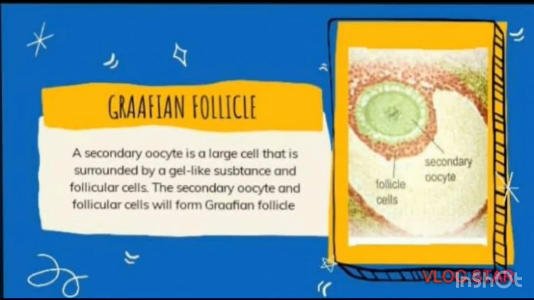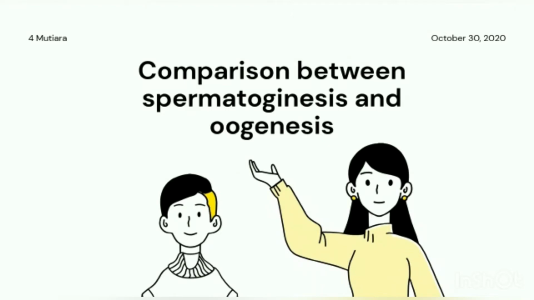Next, the Graafian follicle. A secondary oocyte is a large cell that is surrounded by a gel-like substance and follicular cells. The secondary oocyte and follicular cells will form the Graafian follicle. Comparison between spermatogenesis and oogenesis.